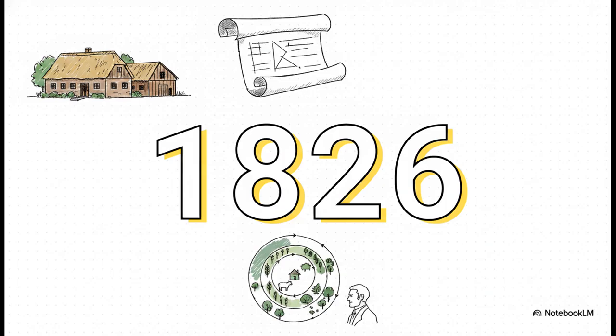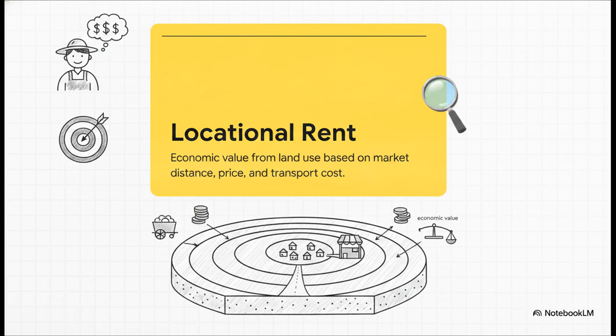He was one of the very first people to use rigorous math and spatial economics to explain exactly why farmers plant what they plant, based entirely on where they're located. The core concept von Thunen came up with is called locational rent. Basically, this is the economic value you get from a piece of land based on three pretty simple variables: how far it is to the market, the price of the good itself, and the cost to transport it.